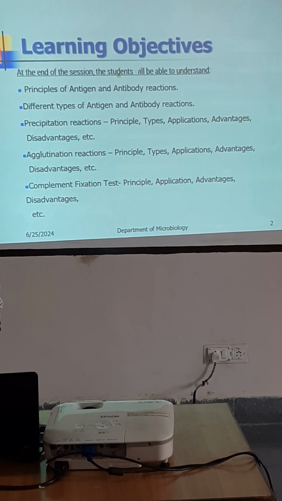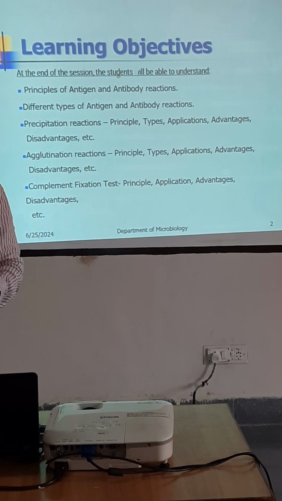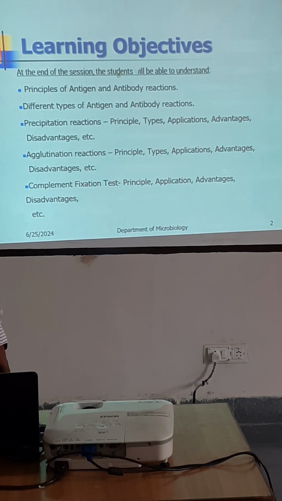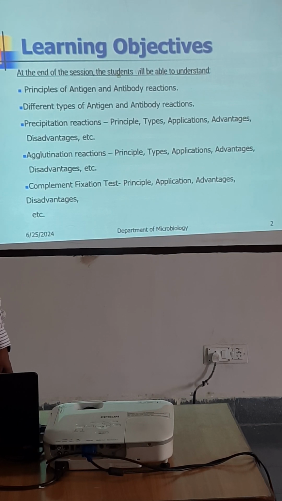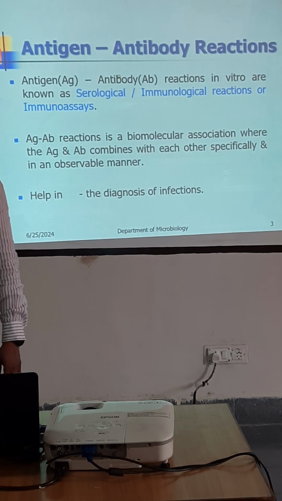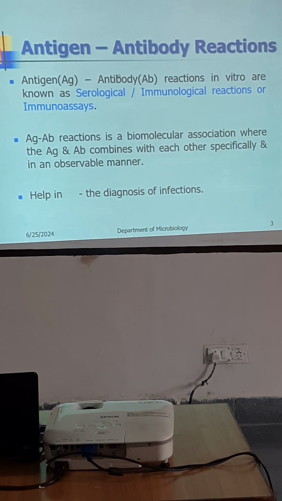Similarly, we are going to learn about agglutination reactions, principle, types, application, advantages and disadvantages, along with the complement fixation test, principle, application, advantages and disadvantages. So to start with the topic, what are antigen and what are antibody?